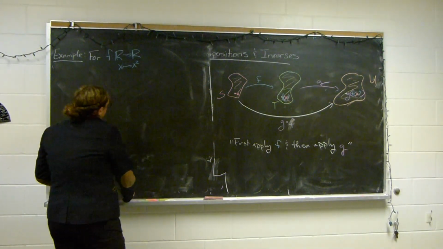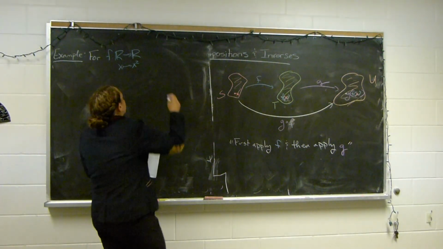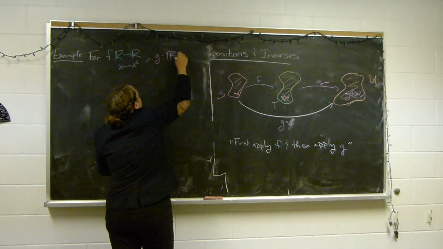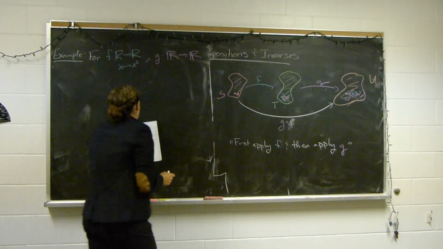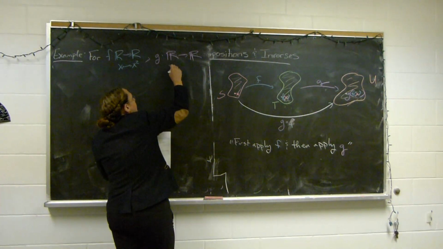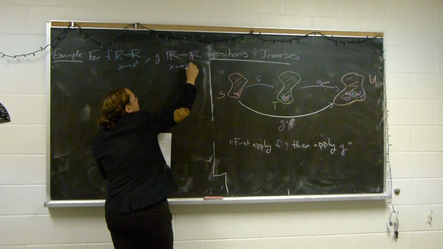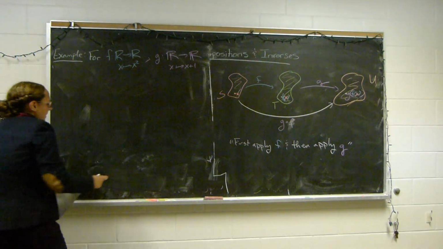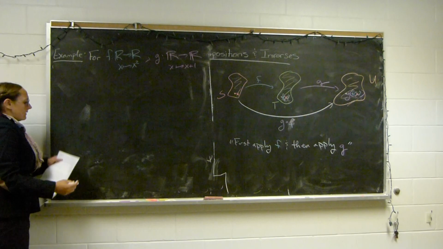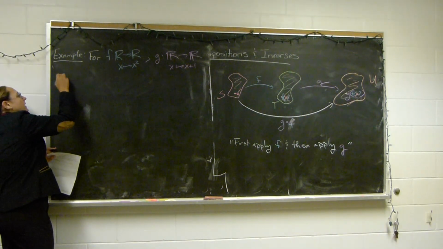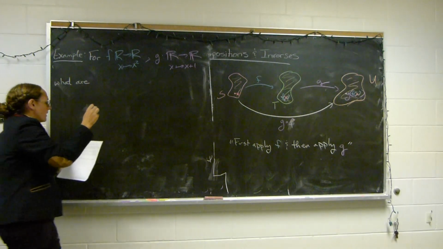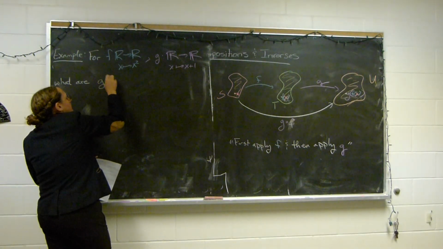And now I have a second one here. So I have a function g, which is also going to go from R to R. But now I'm going to send x to x plus 1. So again, this is a function like I'm used to, g of x equals x plus 1. Not a problem. And then the question is, what are these two? So what are g composed with f and f composed with g?